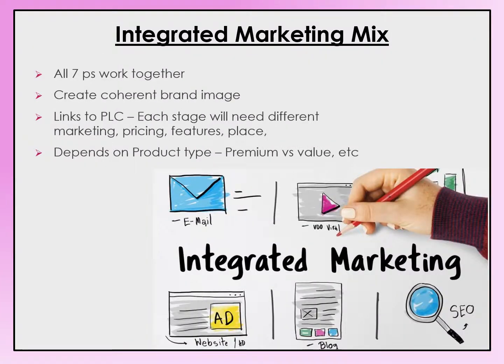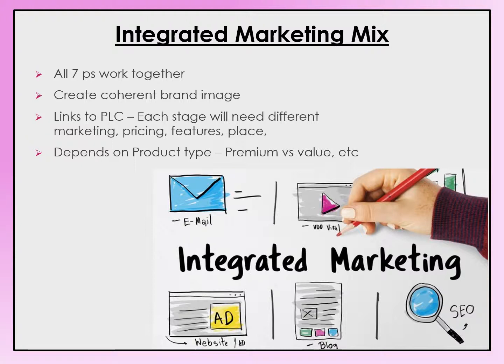Right, so the integrated marketing mix. When we're talking about the marketing mix, we want everything to come together. So all 7Ps working together, all of the promotional mix working together. It creates a coherent brand image. It's not just one and not the others.